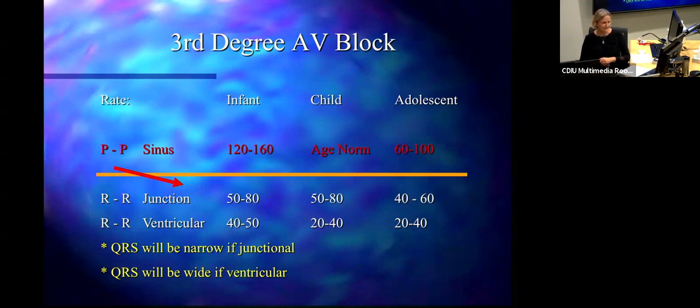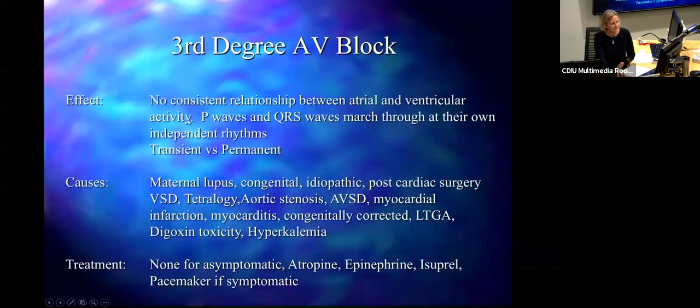But those are just sort of giving you an idea that it's the rate plus the morphology of the beat that helps you. So in an infant or child, the rate for the junction may be a bit faster than the ventricular, which would be 20 to 40. But still both will be slower than the SA node. So the effect is no consistent relationship between atrial and ventricular activity. The P waves and QRSs march through at their own independent rhythms.